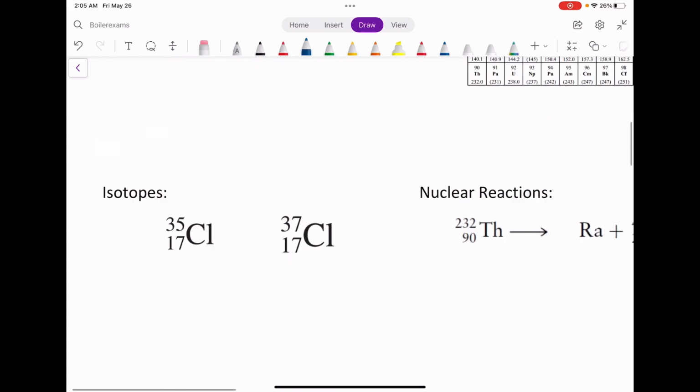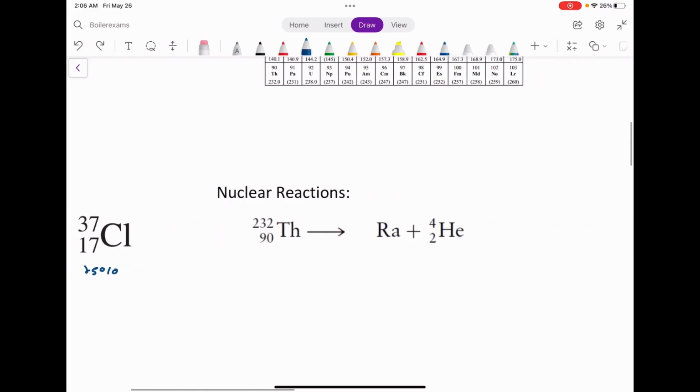So another isotope could be chlorine-35 and chlorine-37. This one I believe is about 75% and 25%. So once again, mass number on top, atomic number on bottom. This one has 18 neutrons, just 35 minus 17, and this one has 20 neutrons, 37 minus 17. So protons on the bottom, and then the top is the mass number, which is neutrons plus protons.